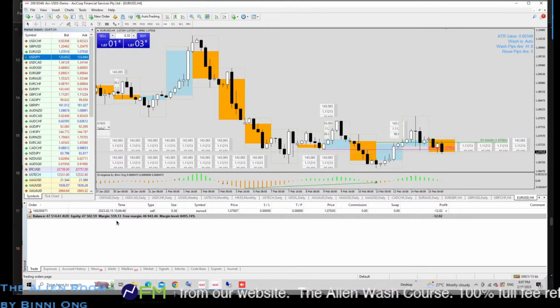All right. So let's say, for example, even if you are on 1:500, and when you're on 1:500, it means that you don't need that much margin to open it. Open 0.36, your margin consumed would probably be only $100 plus only. Okay, but as long as you don't overtrade, you are generally safe.